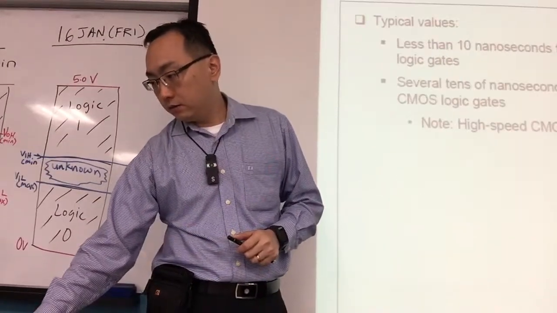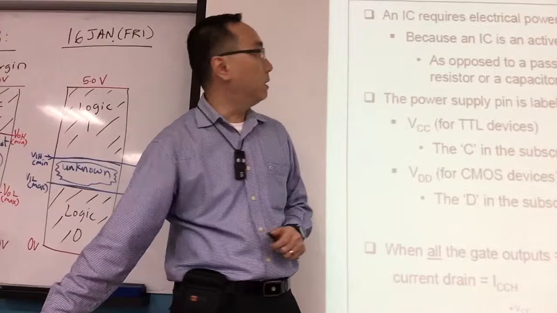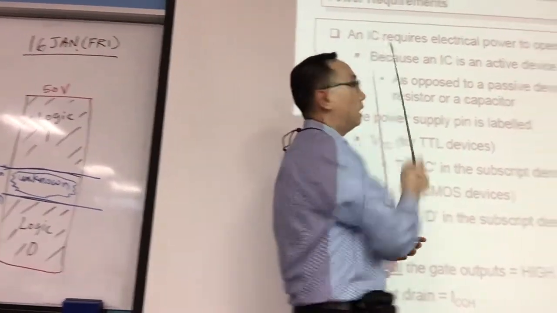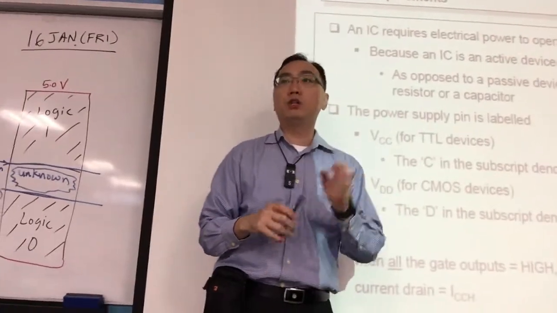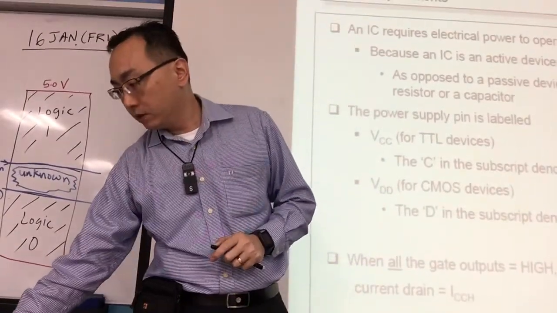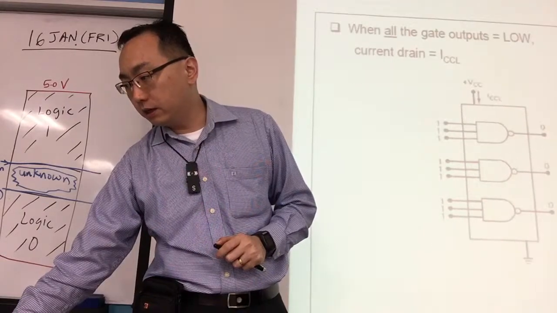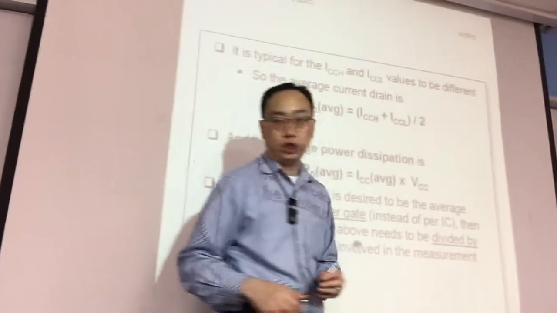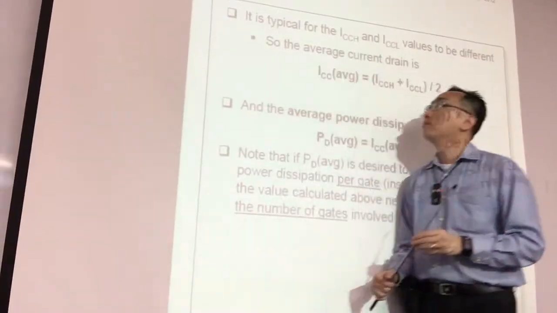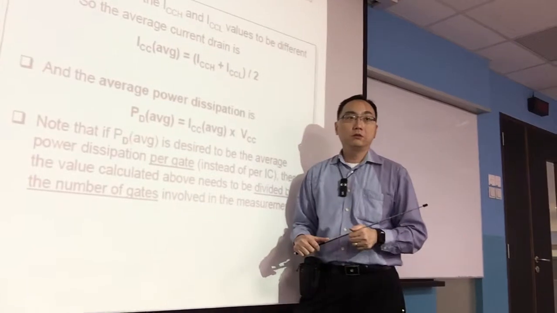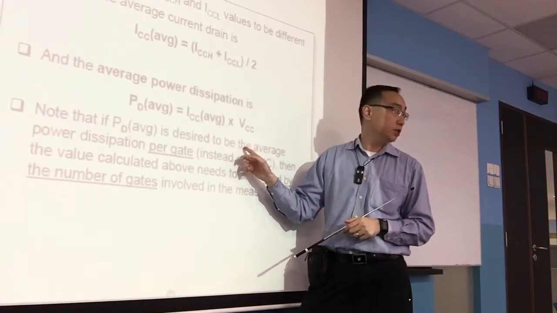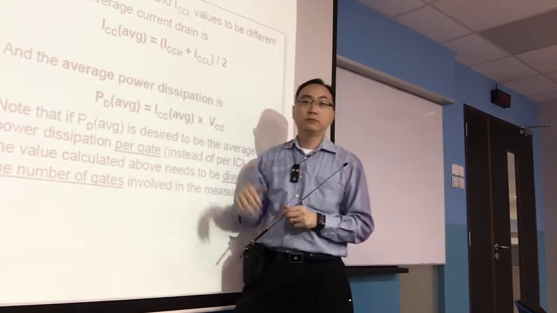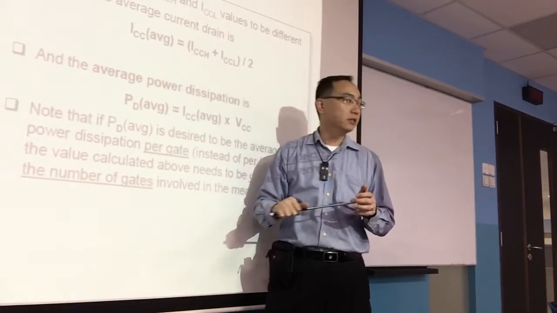Okay, then we went on to talk about power, right? The power requirement. Remember, the smaller the power consumption, the better the system. So we talk about the current and the power consumption. If you refer to your page, what page is this? Page 15? This one. 18, I guess. Is it correct?